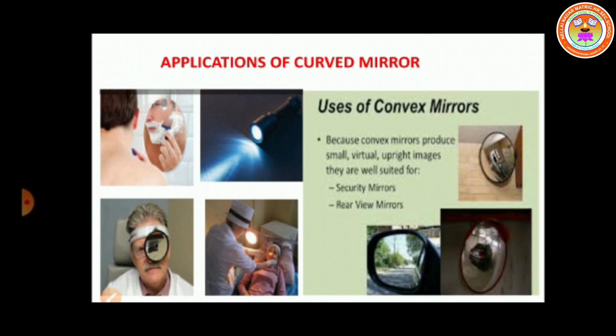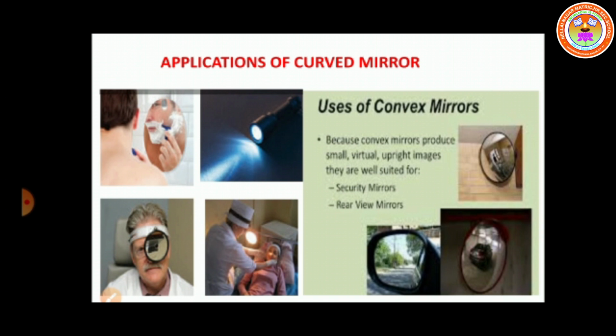And they are used as head mirrors by doctors to examine the eye, ear and throat, as they provide a shadow-free illumination of the organs. We are able to see those organs clearly with the help of the concave mirror. And they are also used in reflecting telescopes. So these are the uses of concave mirrors.